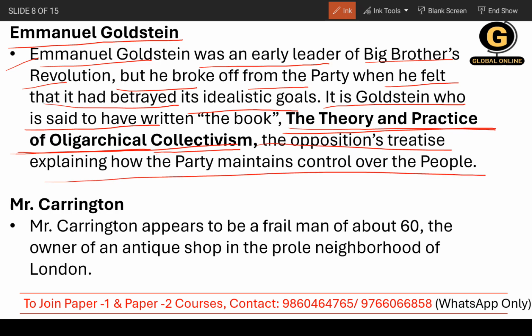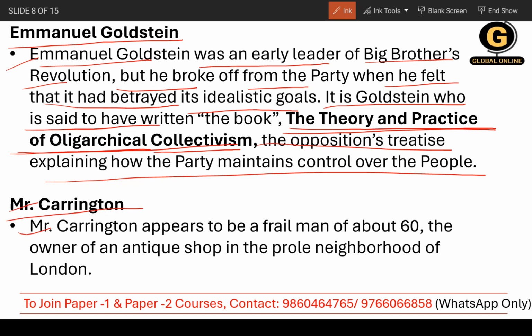So many books are written. Many writers have written them, and it actually varies from country to country. But in every country, you can see that some books are banned. Okay, so yeah.